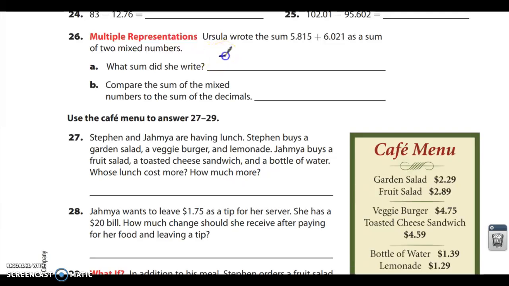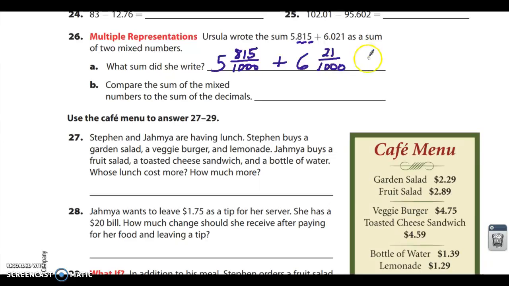So you would write 5 and 815 1,000ths. Now if you're wondering why I got that, it's because 815 right here is in the thousandths place. That's why the denominator is 1,000. And I would add that to 6, and it's 21 in the thousandths, so it's going to be 21 over 1,000. And I know some of you may think you need to add, but you really don't need to add. You just need to write out this problem.